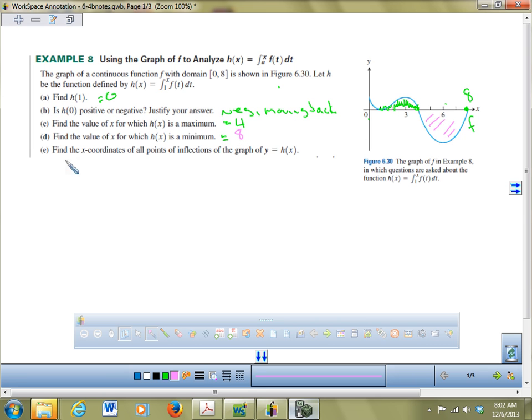And then lastly, this is kind of tricky. I didn't think about this. Find the x-coordinates of all points of inflection of the graph of h of x. Who thinks they could figure that out?